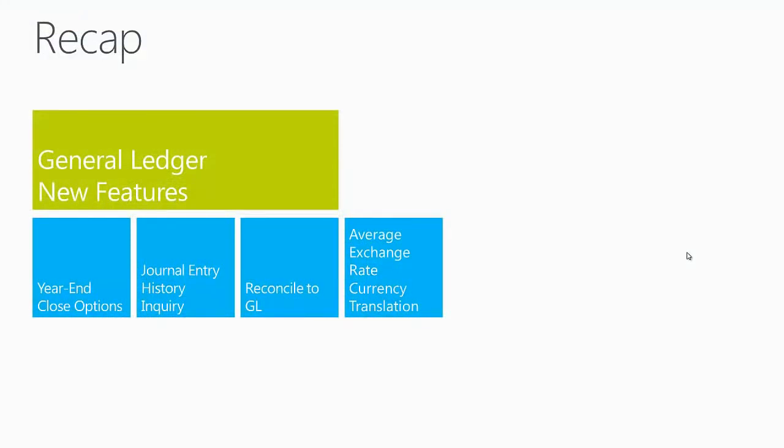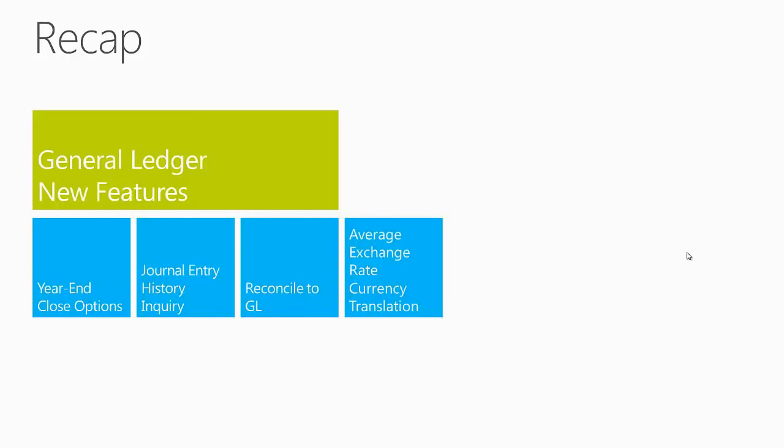Let's review the new features for General Ledger. The year-end close options include a checkbox in the year-end closing window to maintain inactive GL accounts. Also, a progress bar was added to know when the GL year-end close process has completed. And also, a checkbox was added on the unit accounts to be able to clear the unit account balance along with the GL year-end close.